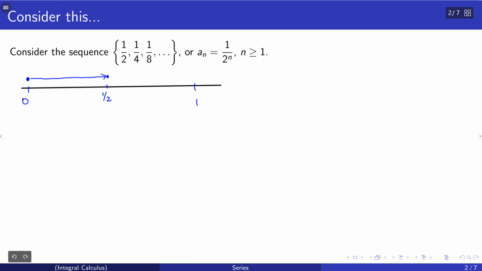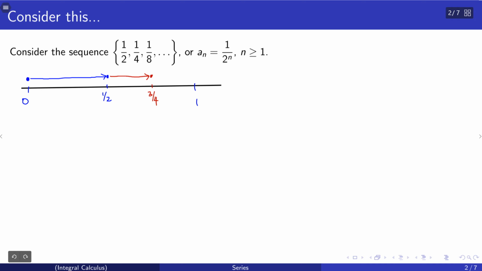Okay. Now let's add the next term to 1/2. So it's 1 over 4. So 1 over 4 takes us, let's see, is that halfway? Yeah, this is about halfway there. And it actually takes us to 3 over 4, right? 1/2 plus 1 over 4 is 3 over 4. And now we end up here.